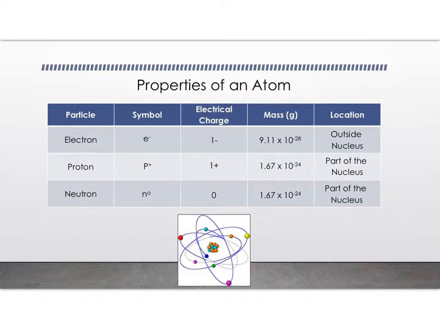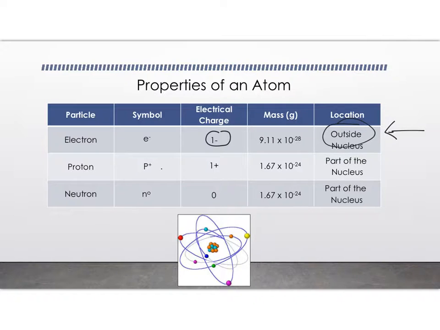So overall, there are 3 different particles that make up an atom, known as electrons, protons, and neutrons. Electrons are negatively charged, and they have the symbol e with a negative sign, and they have a -1 charge. And their mass is 9.11 times 10 to the negative 28th, and the electrons are the only part of the atom that's located outside the nucleus.